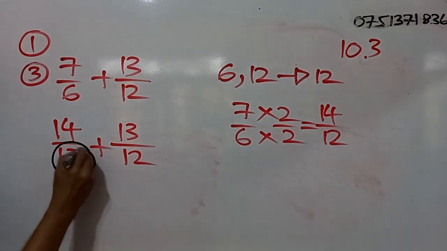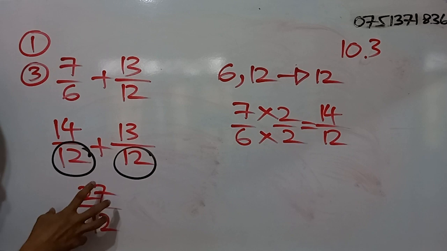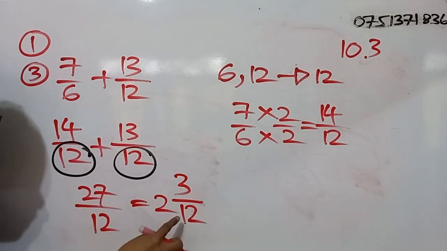Now, both of these fractions have the same denominator. So, the answer will have the same denominator, which is 12. What will be the numerator? 27. Again, what's the type of this fraction? Improper fraction. So, definitely we have to convert this into what? A mixed number. When we convert this fraction into a mixed number, it will be 2 and 3 by 12.